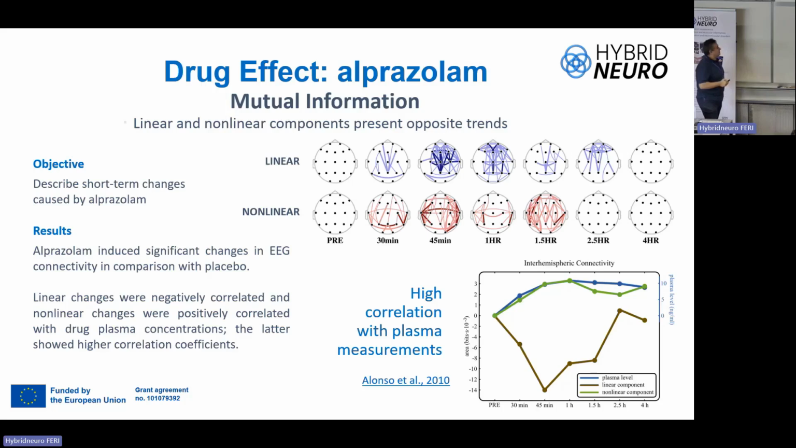Okay, we have opposite trends. It was not wrong. We even correlated with the plasma concentration during these hours, because with blood analytics, we can observe the concentration of this drug in the blood, and we correlate. Well, this is the linear on a long time, okay? And this is in green color, the non-linear. But both are very correlated, especially the non-linear component with respect to the concentration in plasma.